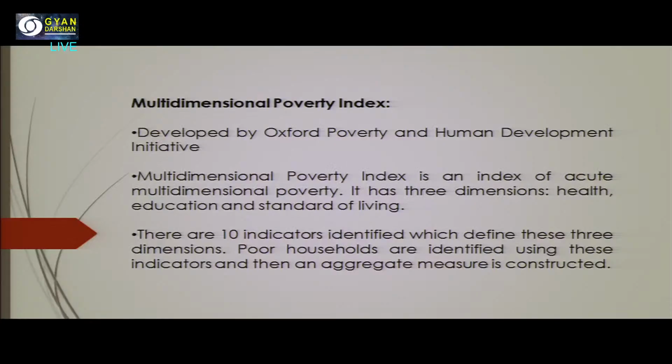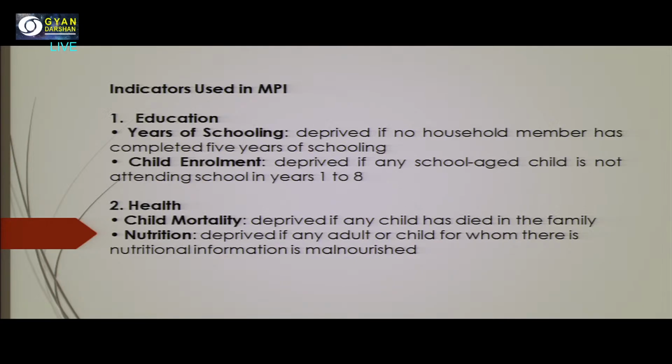It takes into consideration 3 dimensions. One is health, the second one is education, and the third one is standard of living. So there are a total of 10 indicators which are considered in these 3 dimensions. And poor households are identified using these 10 indicators, and an aggregate measure is constructed using all these 10 indicators. So let us look at what are these indicators under each of the dimensions.